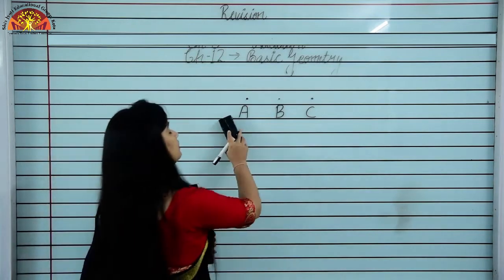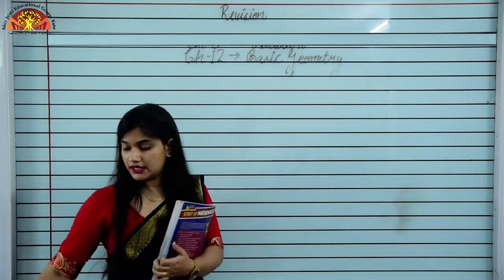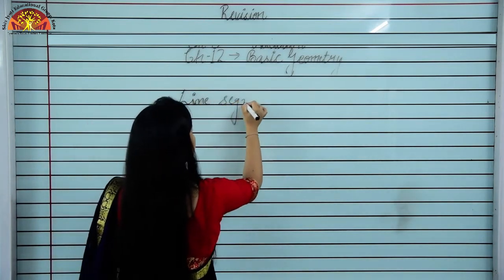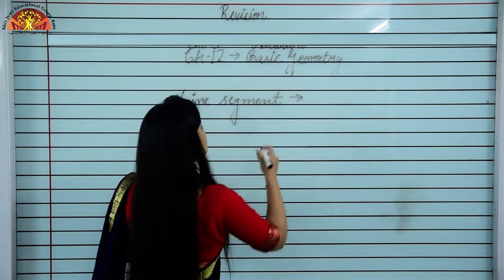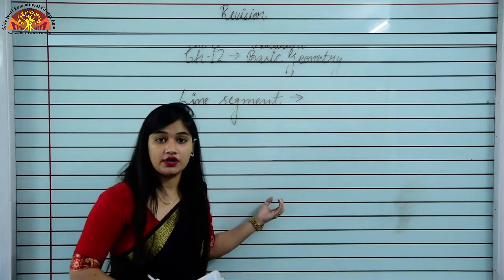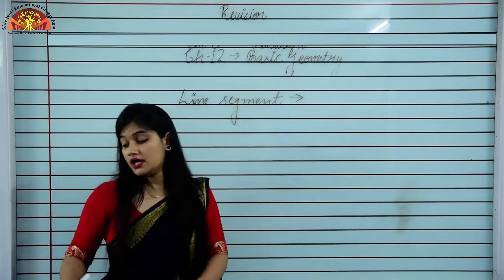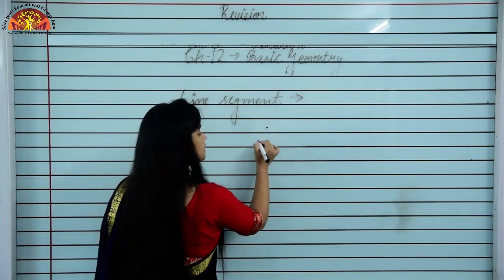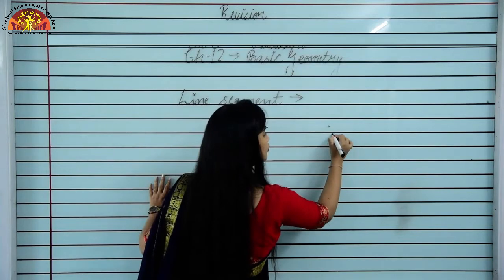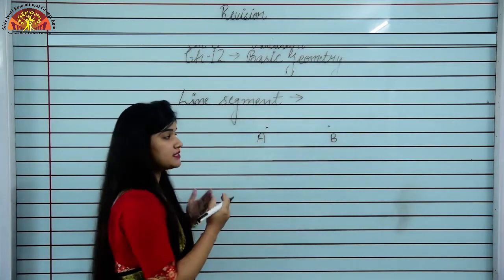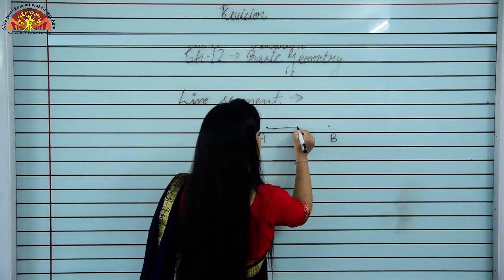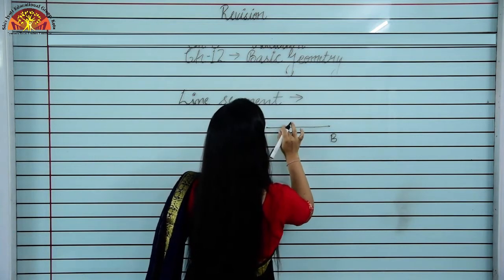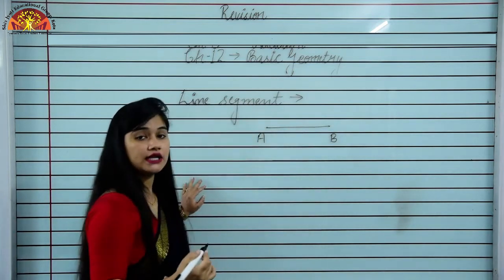Now we'll study about the line segment. So students, line segment means a piece of line. It means line का एक टुकड़ा. And how we can form a line segment? If we take 2 points, this is point A and the next point is point B, and we join these points with a straight line, then we can form a line segment.